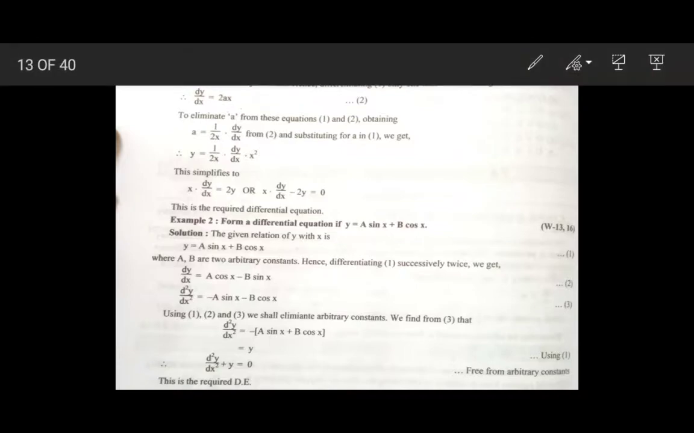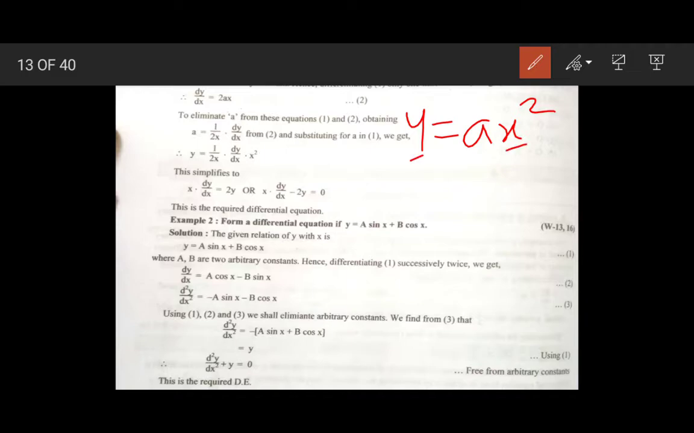So here is the example. First question is, form the differential equation whose solution is y is equal to ax square. So now let's start step by step. So first we will write this equation. So I am writing here y is equal to ax square. Okay. In the second step I will count the number of arbitrary constants.